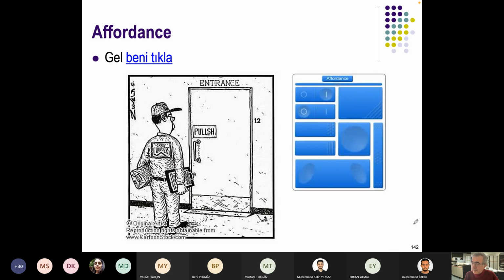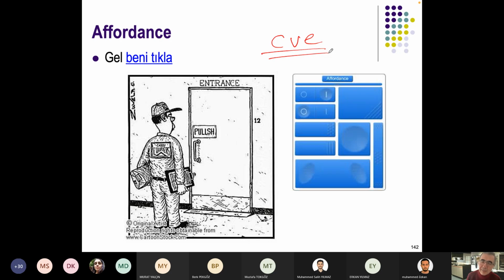Then, based on our previous experiences, a pen is for writing. A cup is for drinking. A button is for pushing. When something needs to be pushed in the interface, there must be a visual cue. That's what we say, cue, a hint. Visual cue, so that people will understand that it can be clicked.